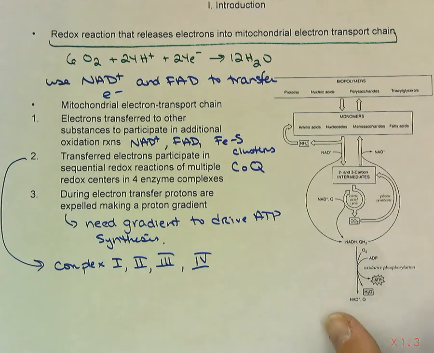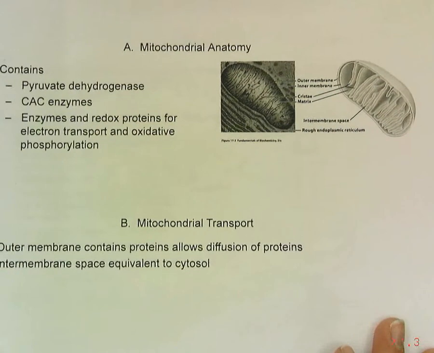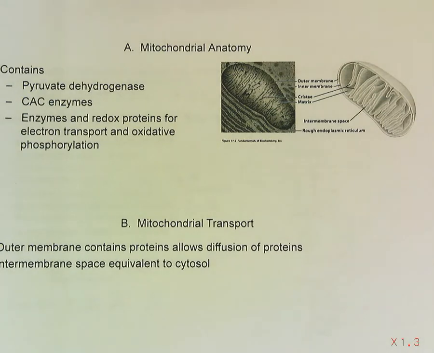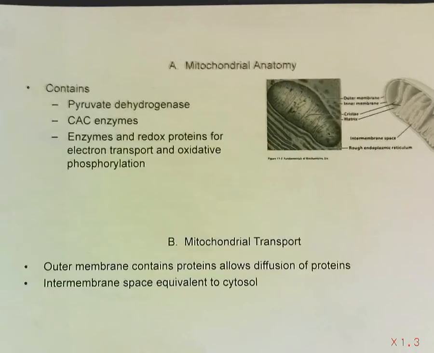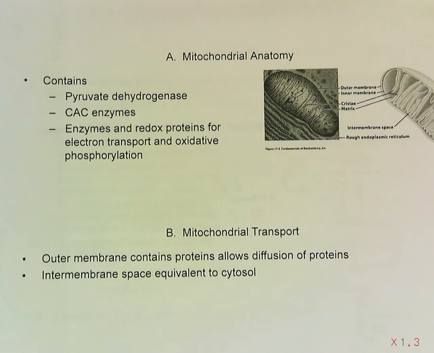All right, my 2 seconds of biology. There's this thing called the cell. In the cell, there's a mitochondria. In the mitochondria, we have all of our favorite proteins. We got pyruvate dehydrogenase. We have our citric acid cycle enzymes. And we also have all the enzymes and redox proteins needed to do our electron transport chain and oxidative phosphorylation.